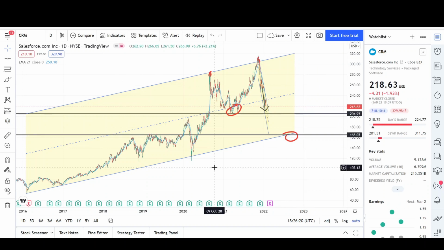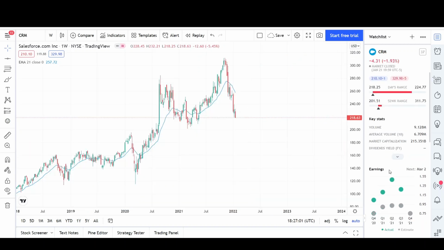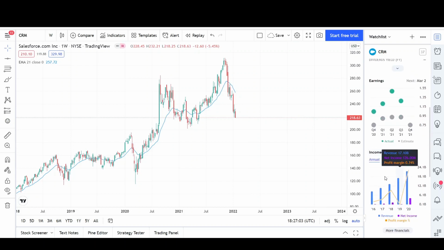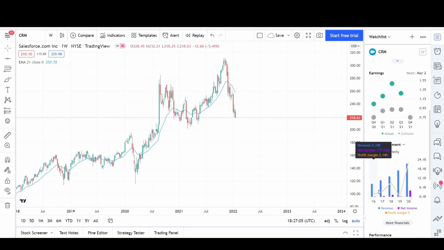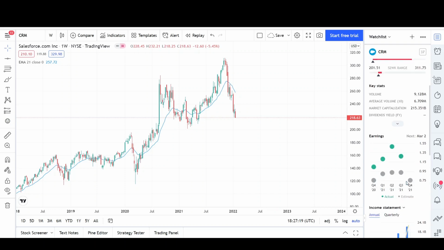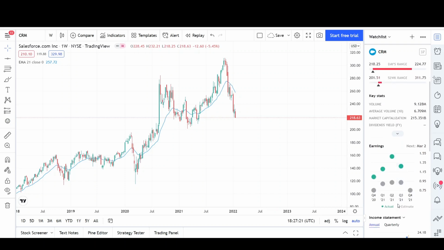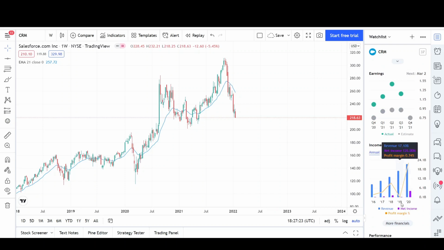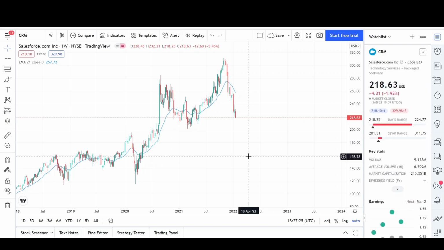So let's go and wrap this up on the weekly chart. Just real quick, we can look at the income statement. You can see that revenue has been increasing year over year, and net income has also been increasing. But sometimes I guess they reinvest back into the company and it's lower than normal. But the income statement looks pretty strong. So it's a great company, it looks like, and I'm pretty sure they will continue to do well over time.